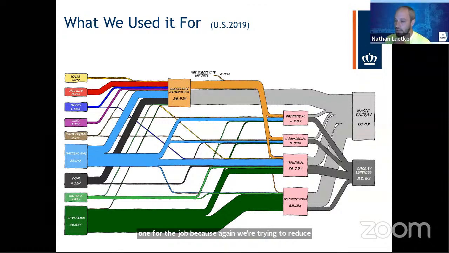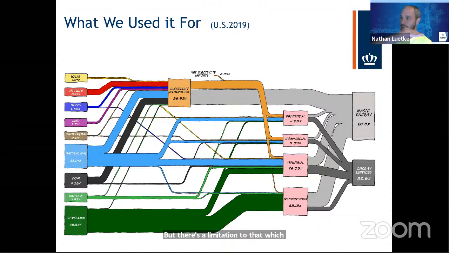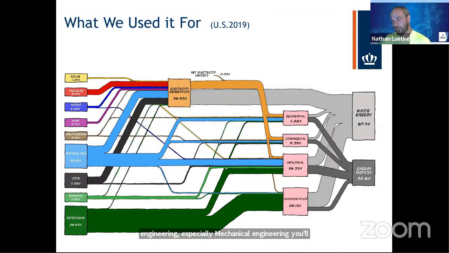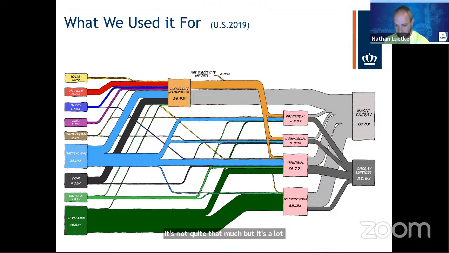One day we may have less than 68% of the energy wasted, but there's limitations to that, which if you go into engineering, especially mechanical engineering, you'll study the first and second laws of thermodynamics at the undergraduate level. And according to the second law of thermodynamics, there's a limit of how much energy we can actually use. The rest of it has to be wasted. It's not quite that much, but it's a lot. I mean, that's a whole bunch of wasted energy that we are trying to limit.